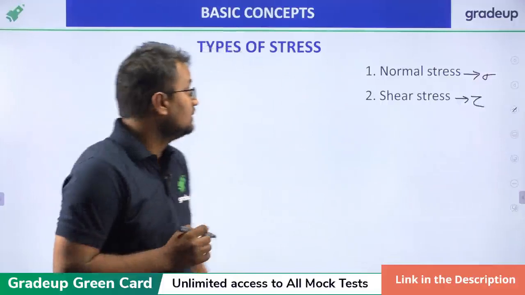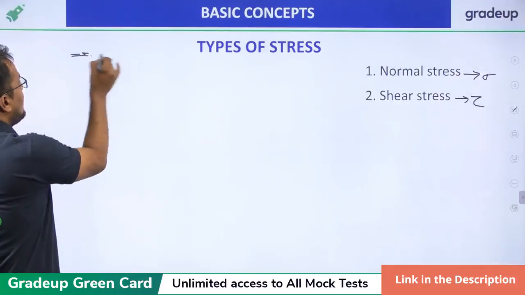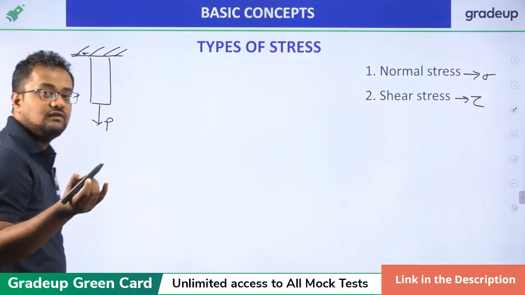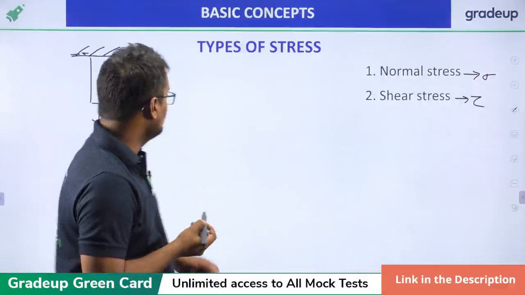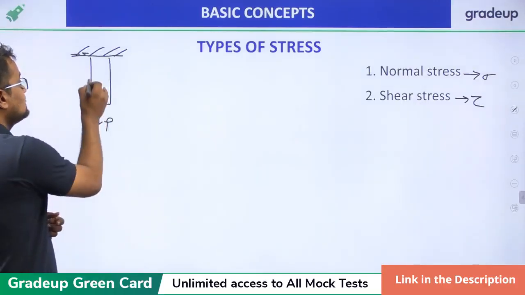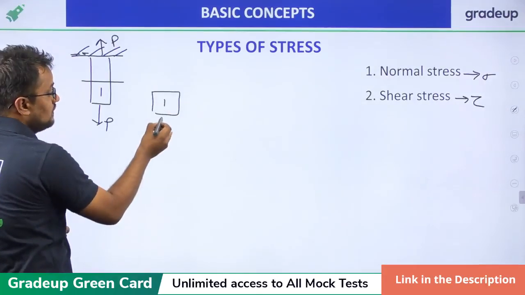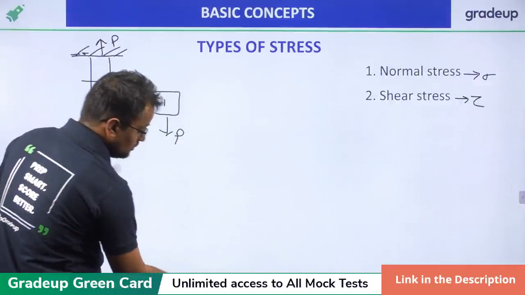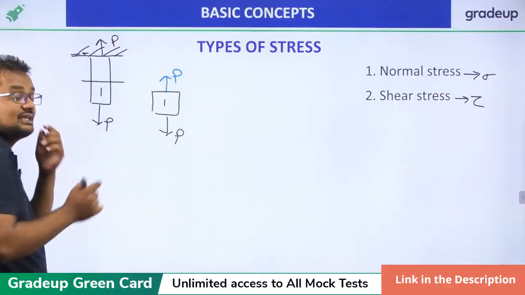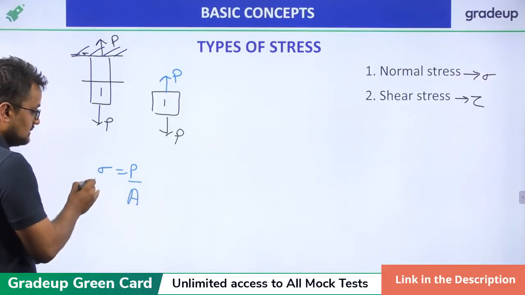Now, what is normal stress? Suppose I have a bar here, it is fixed here, and a P force is acting on it. The one that I told you earlier in the previous slide was normal stress. If I cut this section and draw it, P is acting downward. The whole body is in equilibrium, so the small part is also in equilibrium. To maintain equilibrium, there must be P force acting upwards. So the stress is P by A, that is normal stress.